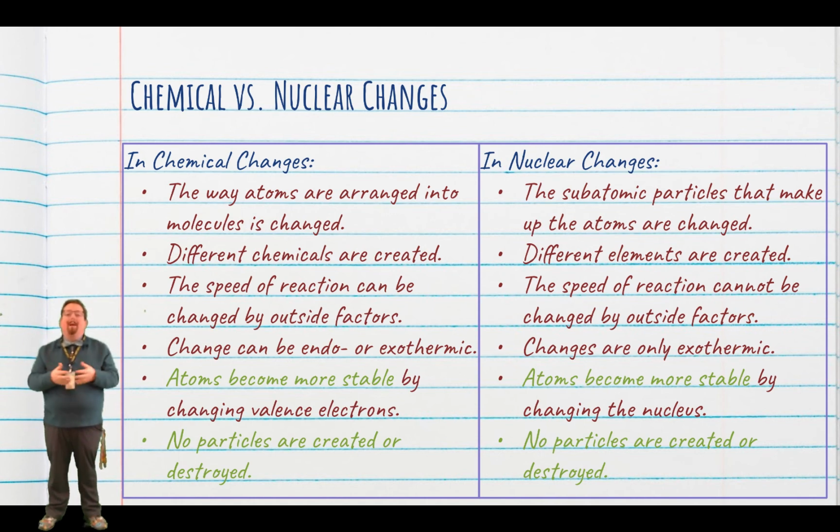They're all exothermic. In a chemical change, the atoms become more stable by changing valence electrons. In a nuclear change, the atoms become more stable by changing the particles in the nucleus. So in both cases, the atoms are becoming more stable. They just go about it in a different way. And last but not least, the one big similarity between chemical and nuclear changes is that no particles are created or destroyed in either of these situations.